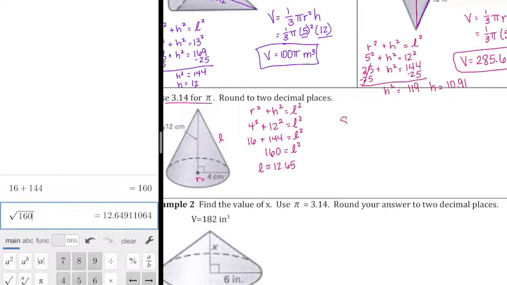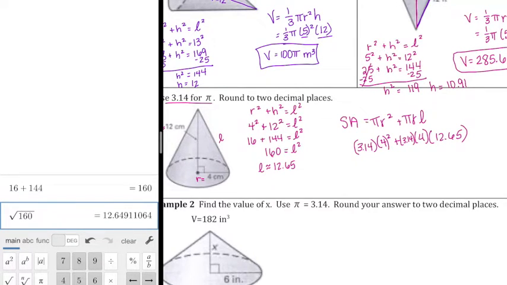For surface area, my formula is pi r squared plus pi r l. I'm going to plug it in. So pi times 4 squared plus pi times 4 times 12.65. One thing I did not do here that I should have done is plug in 3.14 for pi. So instead of those pi's that I wrote, I need to write 3.14, so that when I go to the calculator, I don't forget to use 3.14 instead of the pi button.